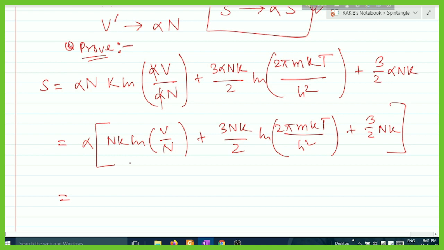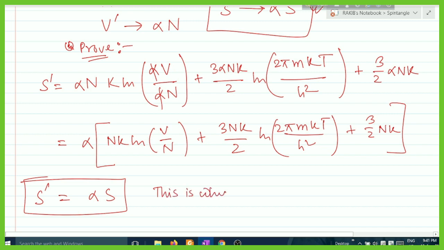And what you can see from this bracketed term, this is our entropy. Say this is s prime, so alpha s. This means s prime will be alpha s. This is why the Gibbs paradox was removed. This is a very important conclusion.